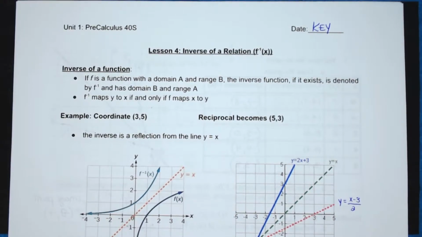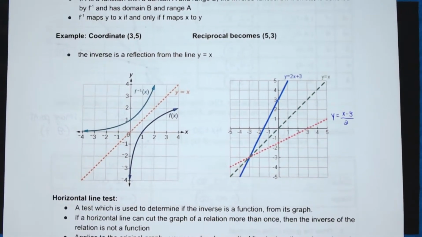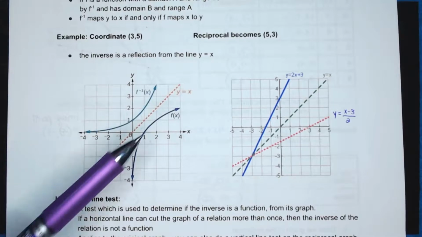F to the minus 1 maps y to x if and only if f maps x to y. So for example, it's a really simple switch in this situation. If you have the coordinate 3, 5, the reciprocal becomes 5, 3. Now, we've been working with reflections for the past week or so, and this one is a reflection as well, but it's across the line y equals x.